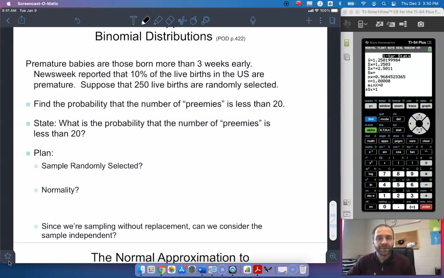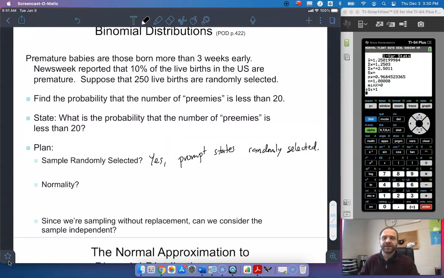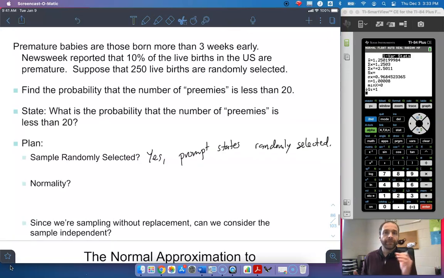When we're planning, what we want to do is this. Did they do it right? Did they randomly select? Yes, the prompt states randomly selected. You always want to make sure they at least collected the sample right, and random selection is important when doing the sample. Is it approximately normal? I'm going to pause on that one and go down to the bottom one. I'm going to save normality for the end.